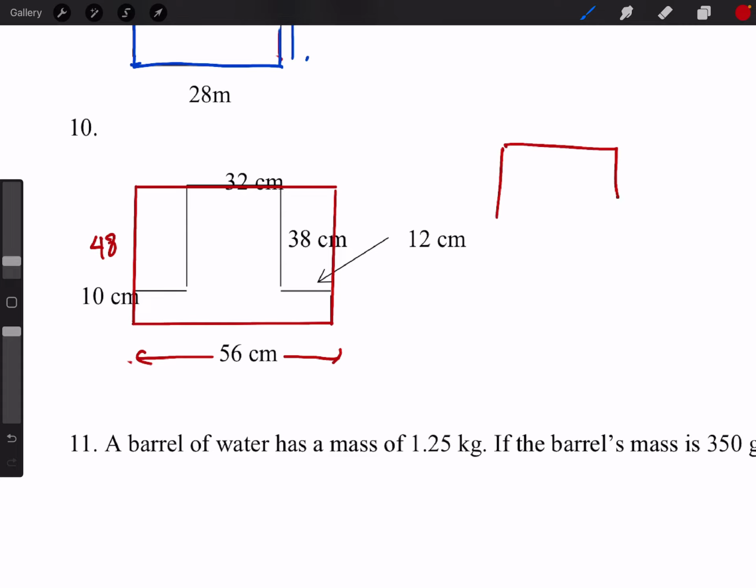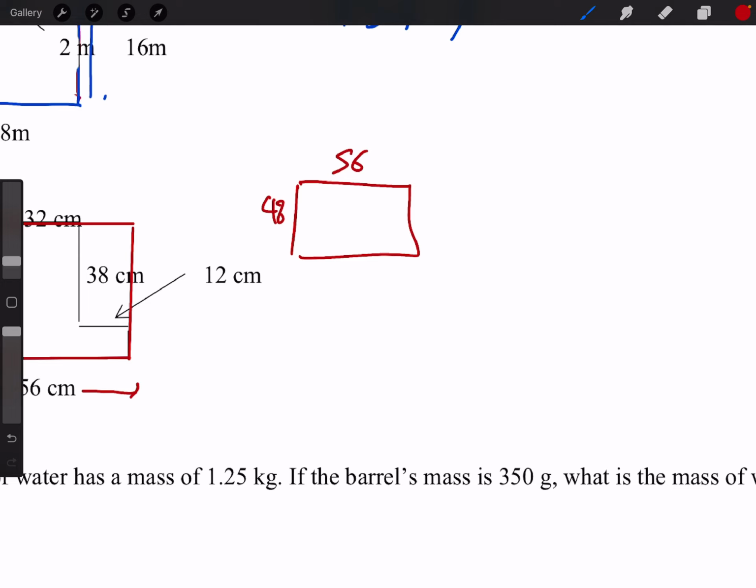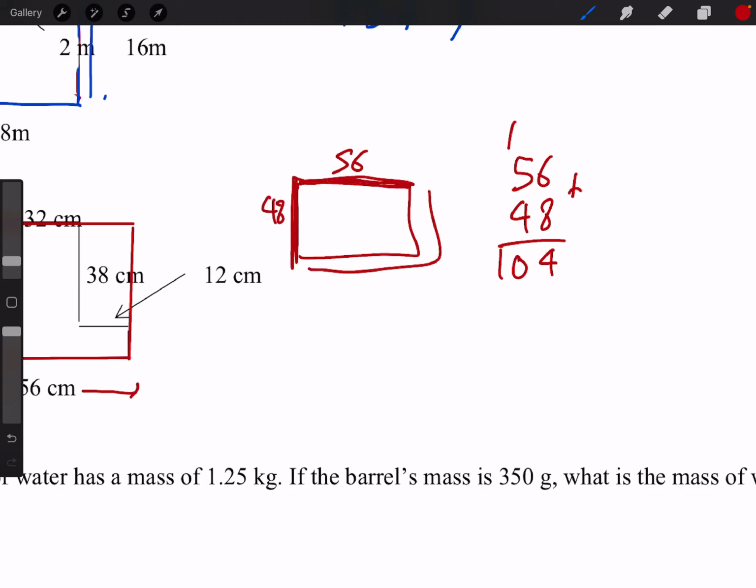So you have a rectangle which is 48 and 56. So what you do is just take 56 plus 48. This will be 8 plus 6 is 14. This will be 5 plus 5 is 10, so 104. So this is 104, all of this thing here. But the other side is the same, isn't it? The other side is also 104. So therefore, just double it and get 208 centimeters. Done.